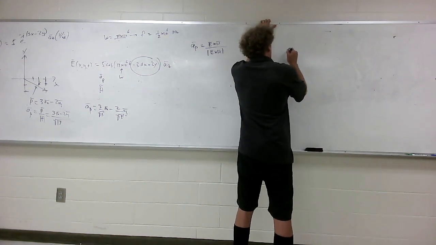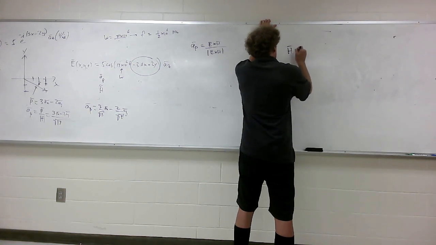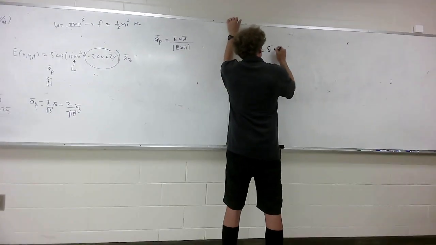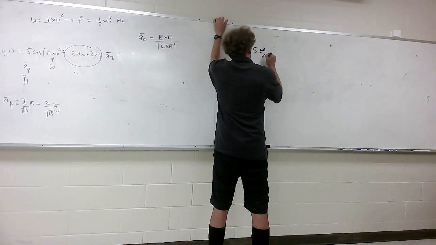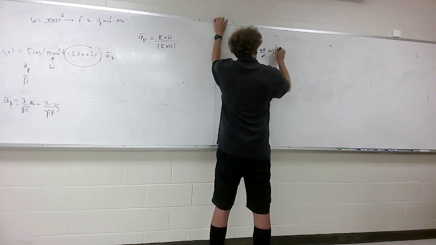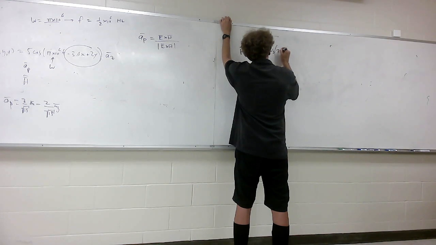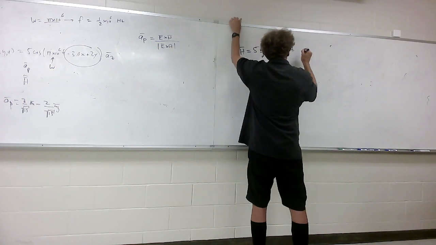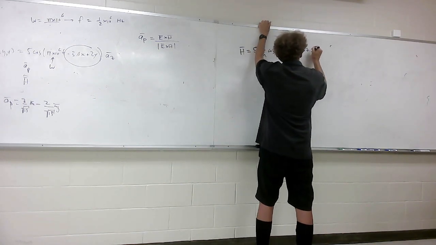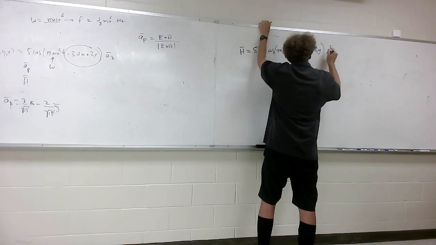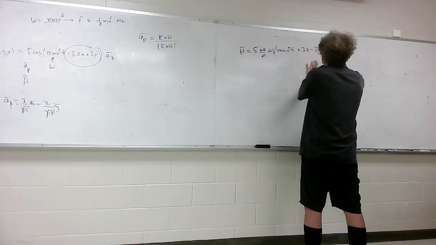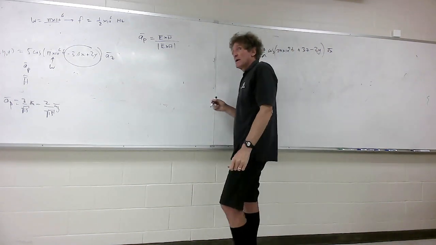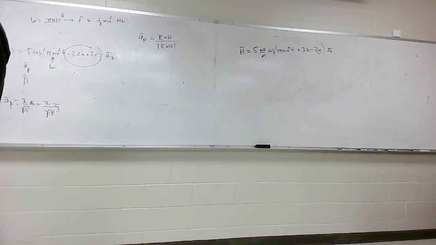So I'm going to say I have an H field. This is going to be in the time domain. It's going to be 5, and the units will be milliamps per meter. And then I'm going to have cosine of 2 pi times 10 to the 9th t plus 3z minus 2y, and it's going to be in the ax direction. Can everybody follow me on that? Now that's in the time domain. You all agree?